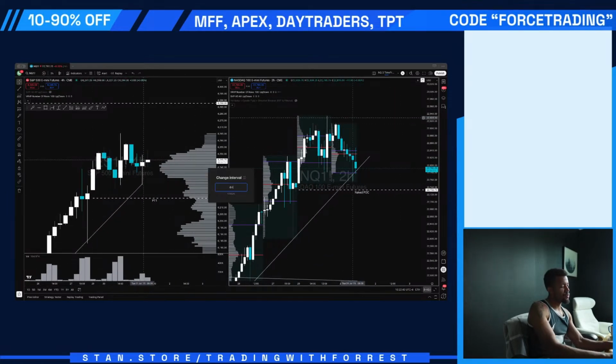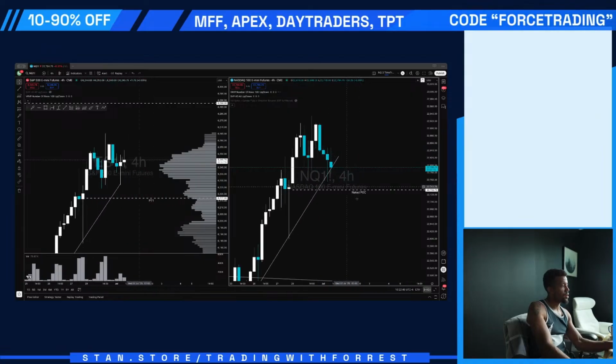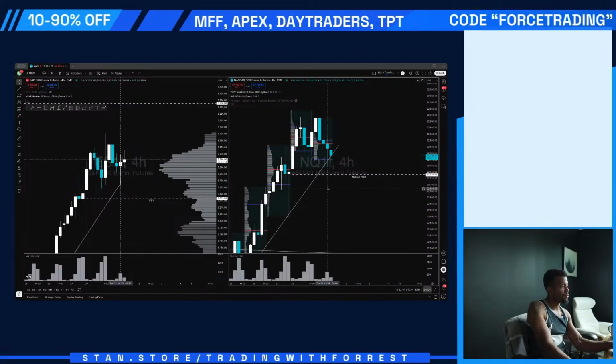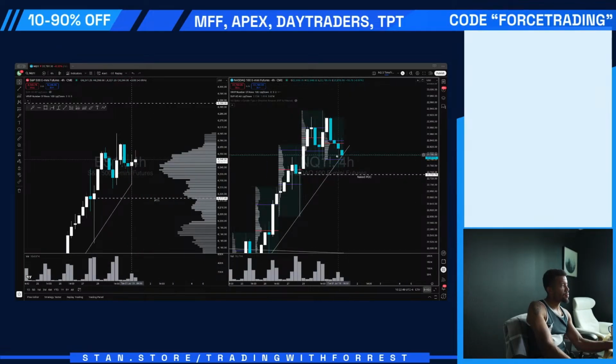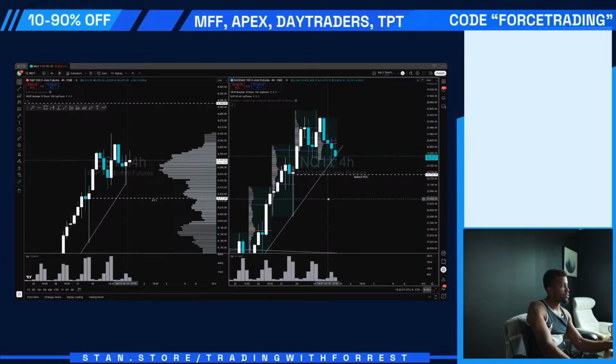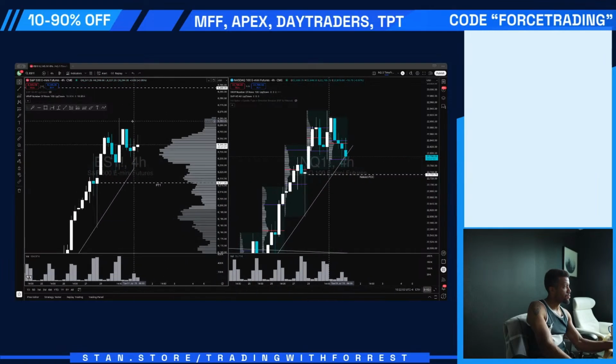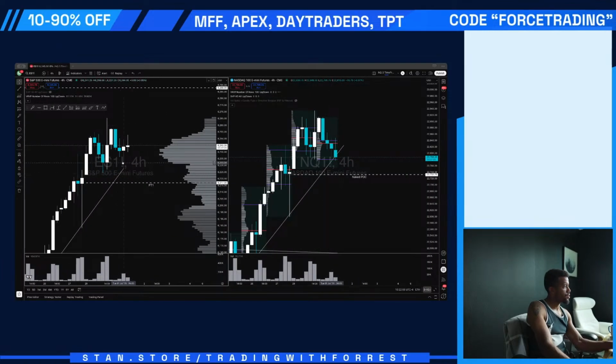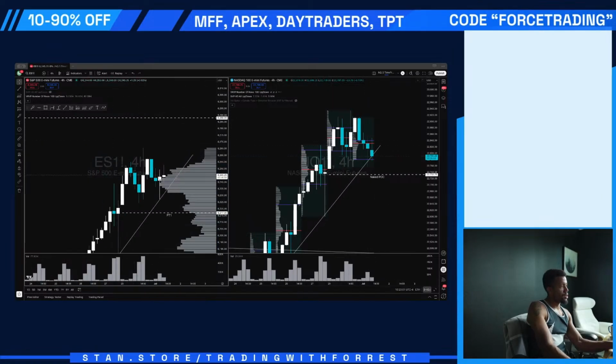So let's take a look at the 4 hour here, both charts. I don't know why my volume keeps disappearing. Okay, nice little bottom wick, right? Red wick on the NQ. On ES, we have a green, nice high volume bottom wick off of this trend line here lower. I'm not looking for much today.